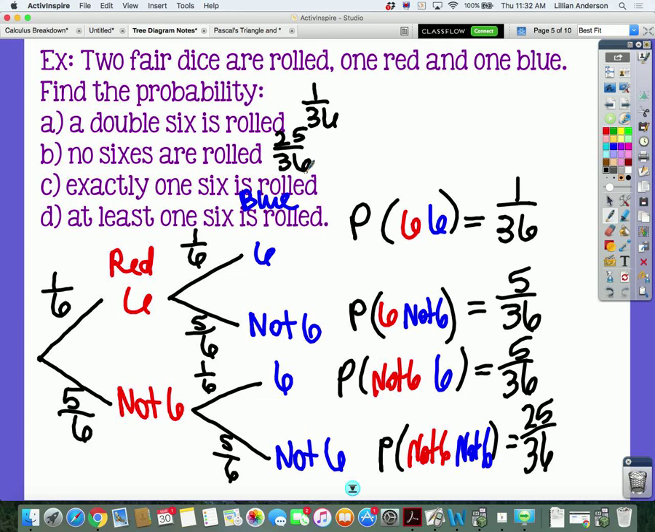C: exactly one 6 is rolled. It's 10, because that could happen 2 different ways. You could have a red 6, or you could have a blue 6. So what you need to do is take the 2 probabilities where you only get exactly one 6, and add them together. So that's 10 out of 36.